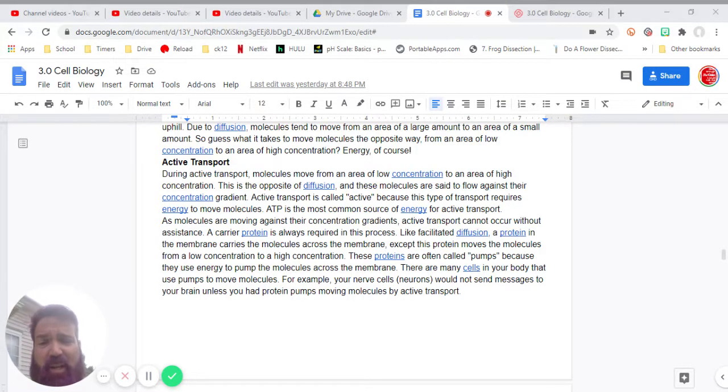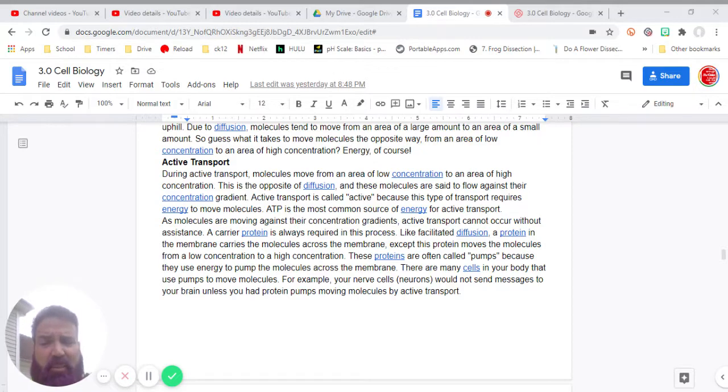Active transport cannot occur without assistance. A carrier protein is always required in this process. Like facilitated diffusion, a protein in the membrane carries the molecules across the membrane, except this protein moves the molecules from a low concentration to a high concentration. These proteins are often called pumps because they use energy to pump the molecules across the membrane.